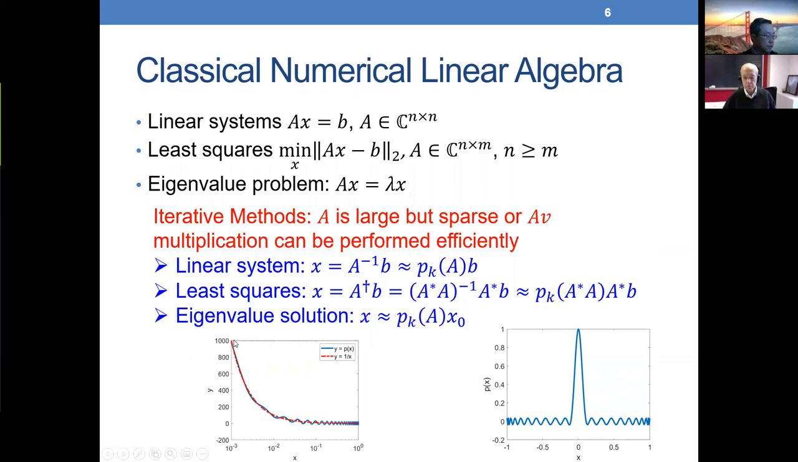So if you're interested in the ground state or a low excitation state, you would construct a polynomial that looks like this. If you want some eigenvalue in the middle, you would try to construct a polynomial like that, and then block encode the matrix polynomial as a unitary. That answers it. I do have a question.